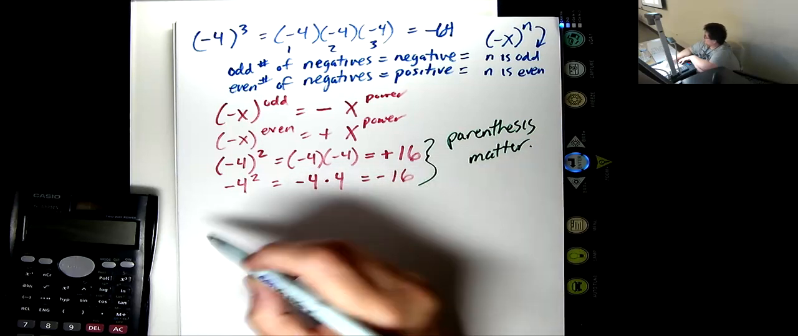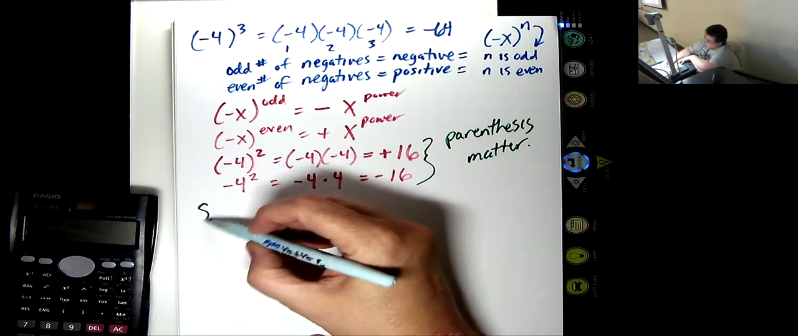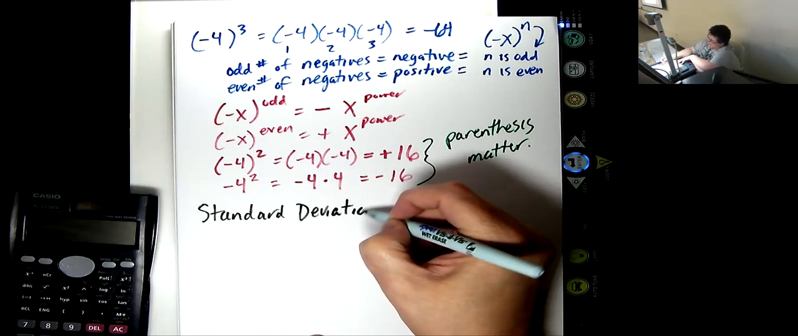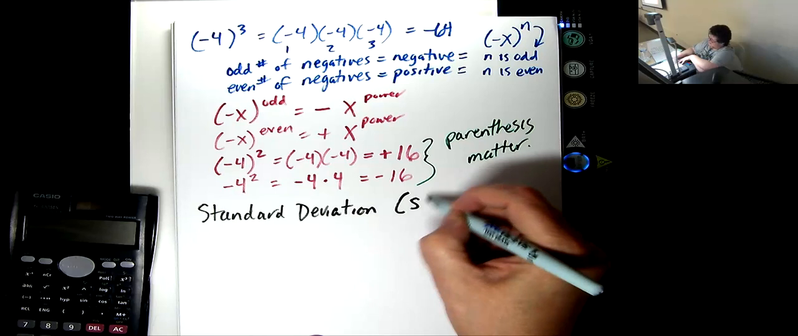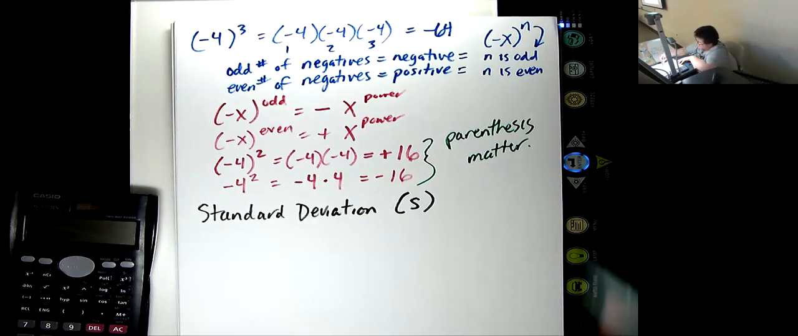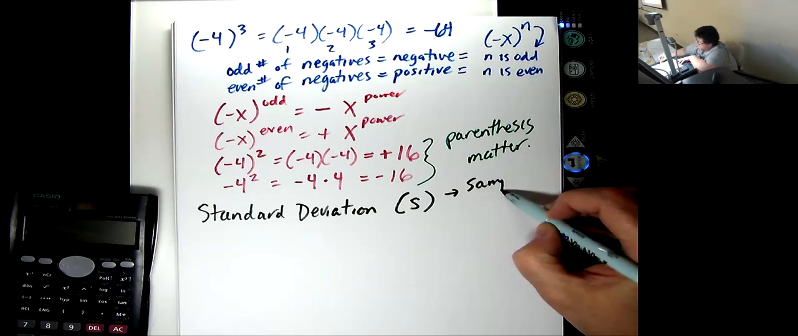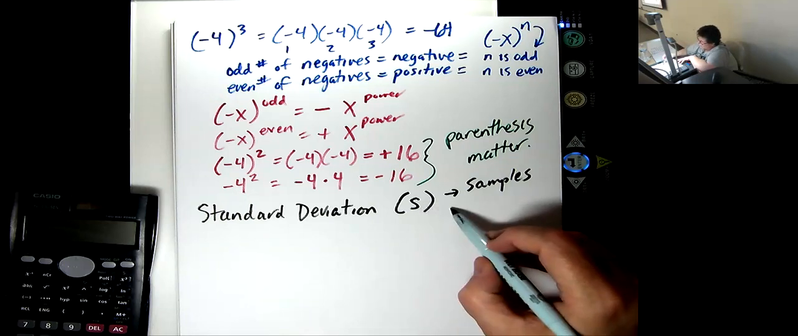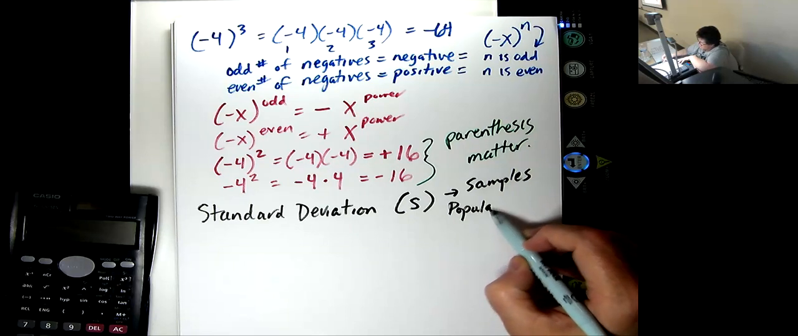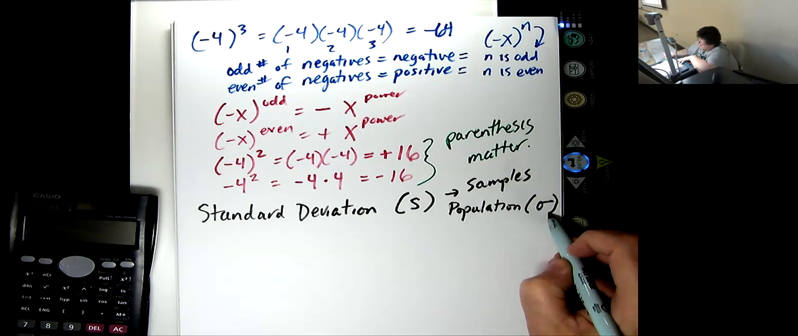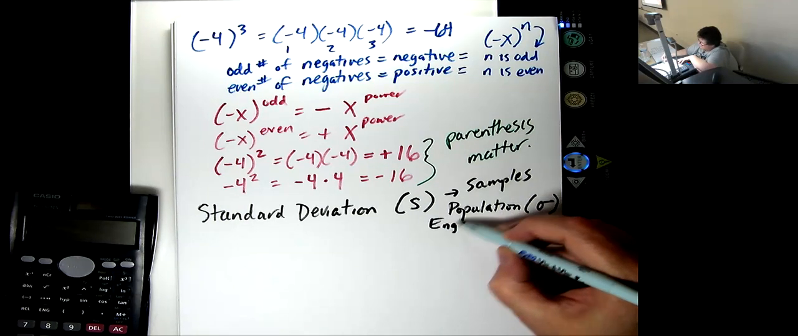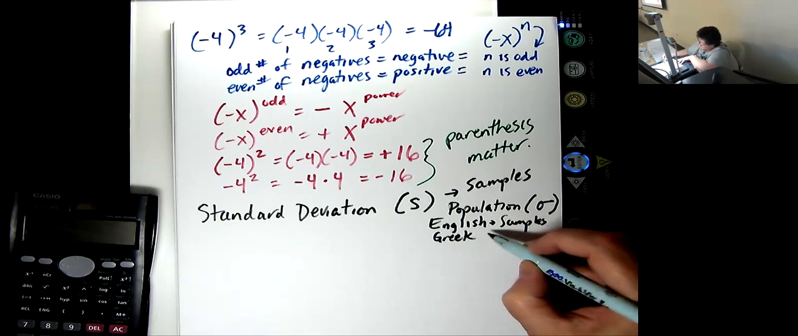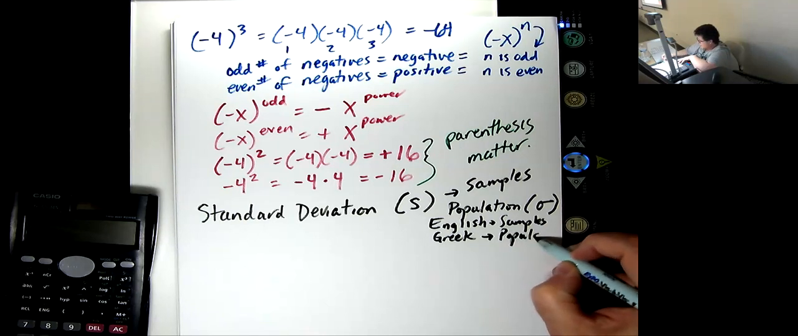The reason I'm going to show you a bunch of what we're doing today is that you're going to learn about standard deviation. The letter we use for samples is s. For populations, it's sigma. We use English letters for samples and Greek letters for populations. You don't have to know a lot of Greek letters. I'll bring that up in the main lecture when we get to it.